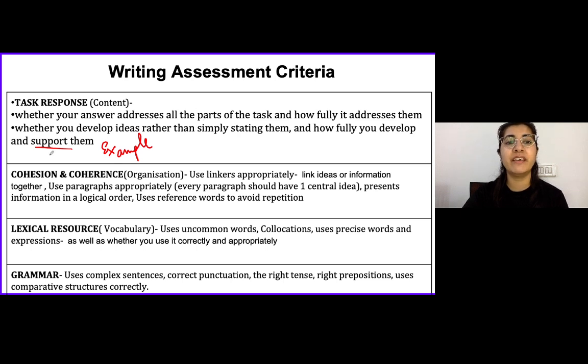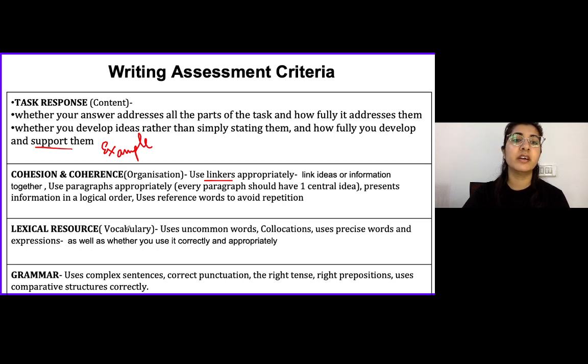Now, second, we have cohesion and coherence. This basically means how good is your flow of the essay. So, to have a better flowing essay, you should use linking words. For example, moreover, additionally, in addition to that. And your paragraphing should be perfect. So, paragraphing becomes nice when every paragraph has a central idea.